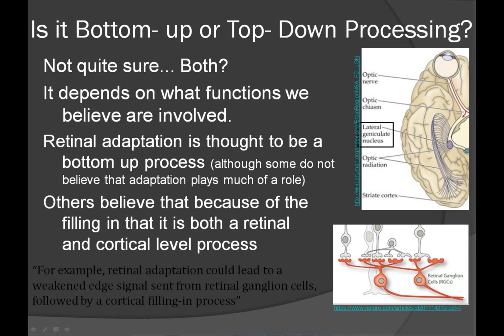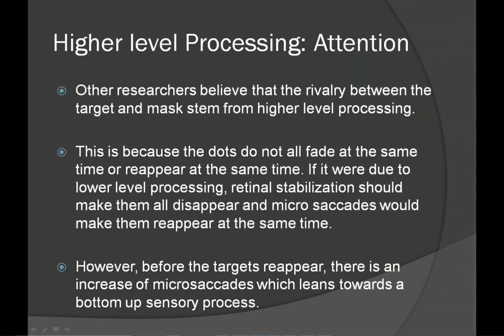There needs to be a loss of signal, disappearance of the target, and there needs to be filling in of the blank spaces. Some researchers believe that for this reason there is a retinal cortical component involved. For example, retinal adaptation could lead to a weakened edge signal sent from the retinal ganglion cells, followed by a cortical filling in process. Other researchers believe that motion-induced blindness involves perceptual rivalry between the mask and the target, which may arise due to attentional mechanisms. They do not believe that retinal suppression, sensory masking, or adaptation has much to do with motion-induced blindness.